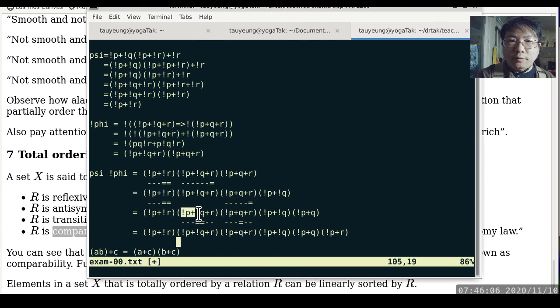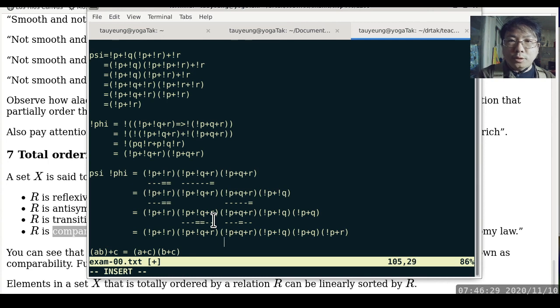If we resolve this one with the last one, it also does not give us a new term, because all that does is give us not P or R, which is already here. So we are running out of further possibility with the second term. So now we move on to the third term.